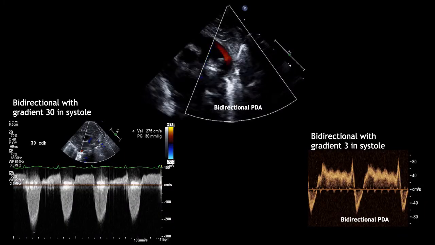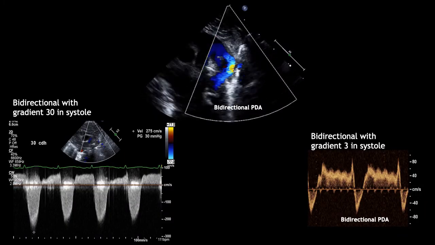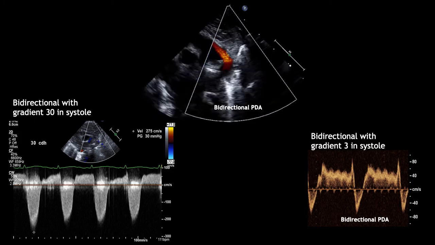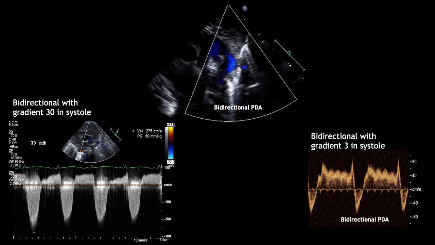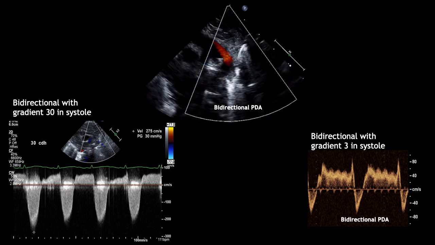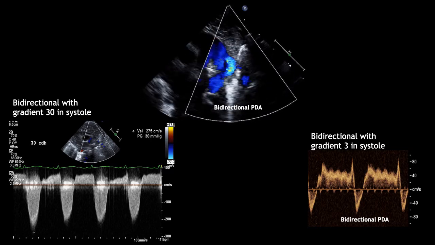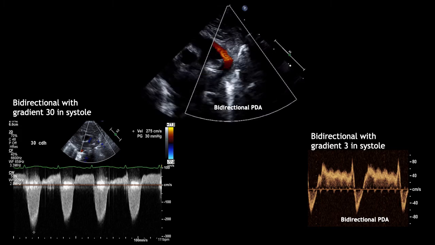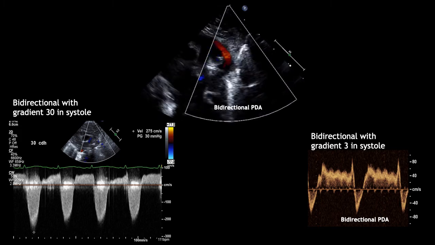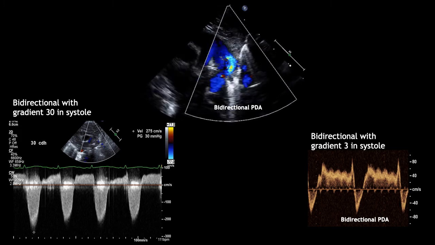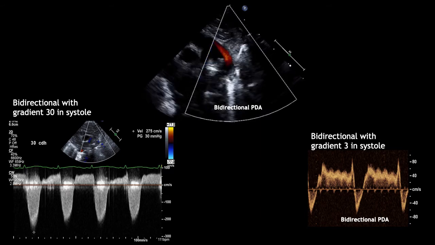On this panel, we see a bidirectional shunt by putting CW Doppler through this. You can see that on the left side, you have bidirectional flow with a gradient of 30 and systole is right to left. So there's a portion of the cardiac cycle where the PA pressure is quite significantly suprasystemic, versus on the right side, you can see that the gradient is only 3. So really, we're talking here of isosystemic pressure in that particular patient.